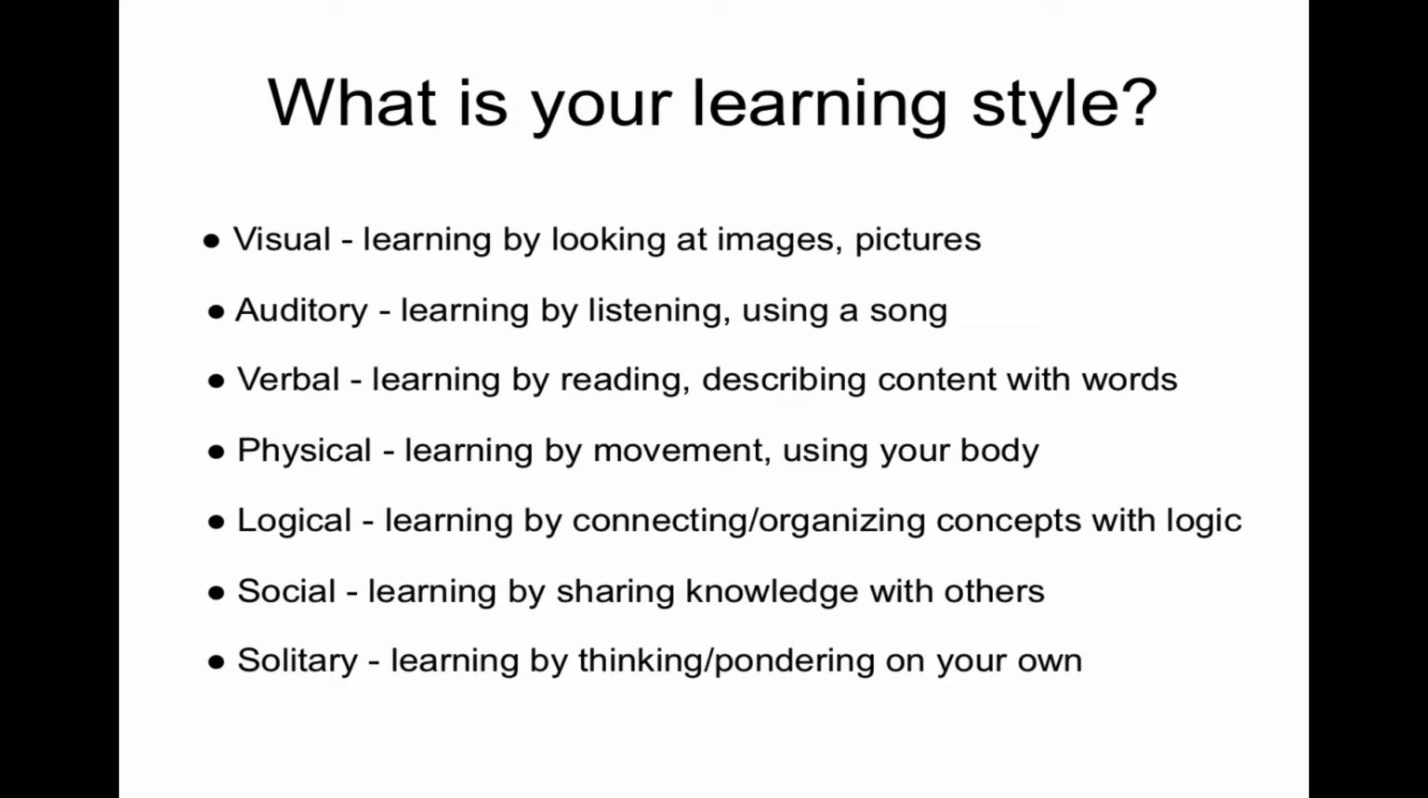If you're a physical learner, you learn by movement or using your body, picking up objects. Another way to say this is hands-on learner. If you're a logical learner, you connect things via logic, and so maybe you've determined that you're a flowchart maker or an Excel spreadsheet maker. If you're a social learner, you learn by sharing that knowledge with others, so you're really drawn to study groups, for example. And then solitary, you learn by thinking and pondering on your own.